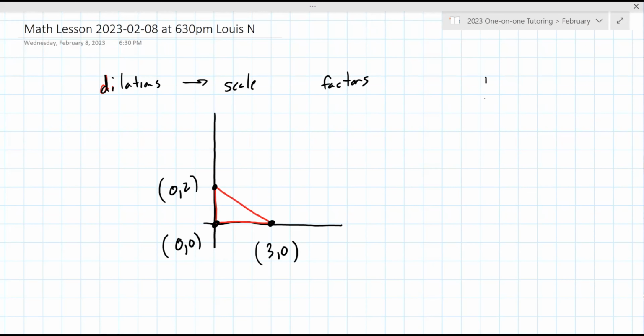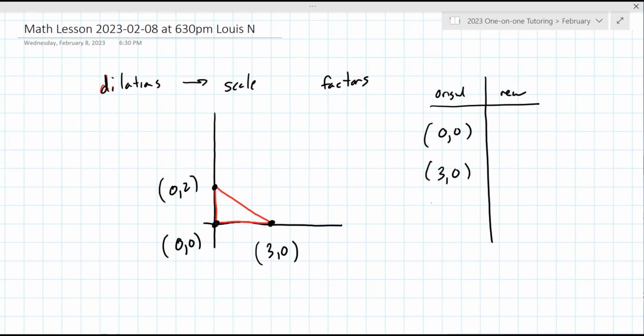We're going to make a table. Okay. And this is the original, and then we're going to do the new. So the original is 0, 0. The order doesn't matter, 3, 0, and then 0, 2. And then for the new, we're going to use a dilation of 2, or a scale factor of 2. Okay, so that multiplies everything by 2.